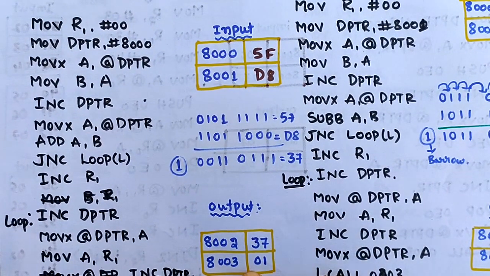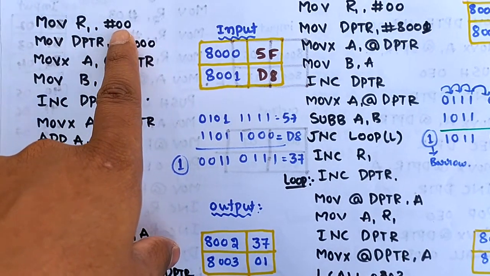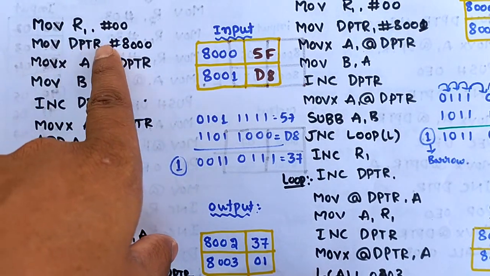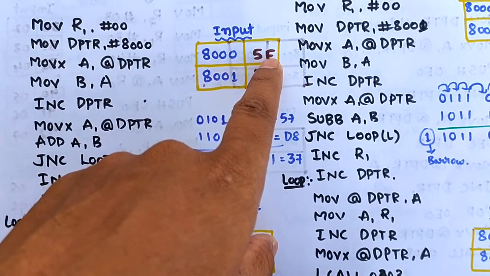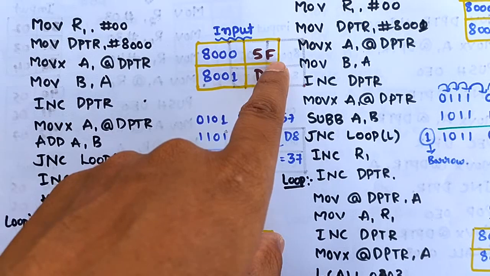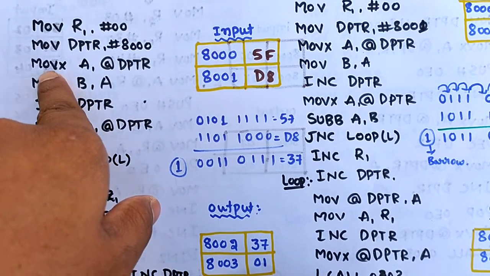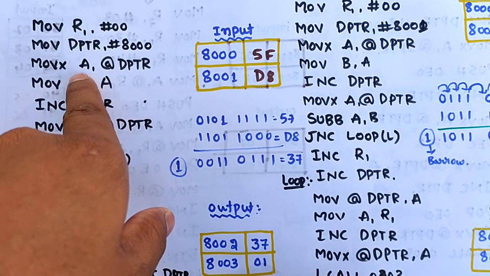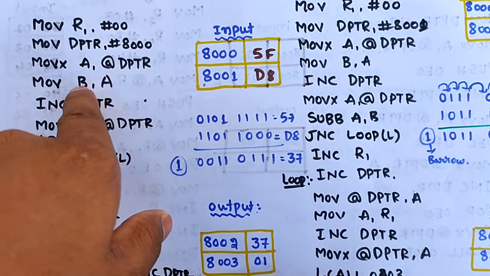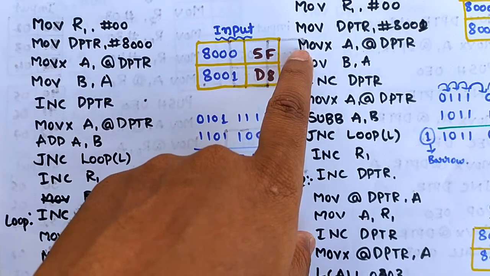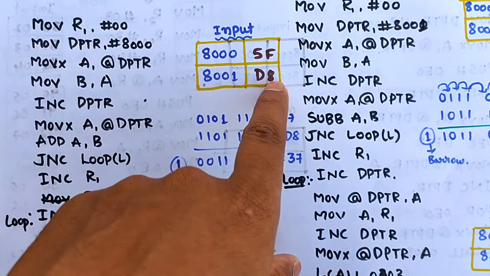So same here also, in order to store the carry, I will initialize the register R1 and the DPTR pointer to point to this location, the first byte of the memory I am going to store, MOV DPTR, #8000. Next, the DPTR content will be transferred to A. MOVX A, @DPTR, and this first byte I need to transfer to the B register. Therefore, MOV B, A. Then increment DPTR. It will come to the 8001 location.